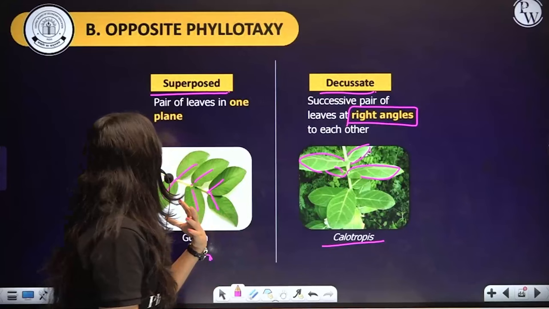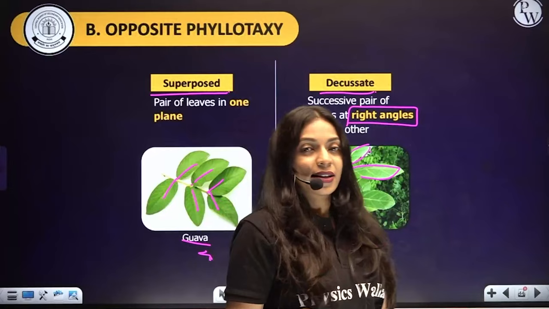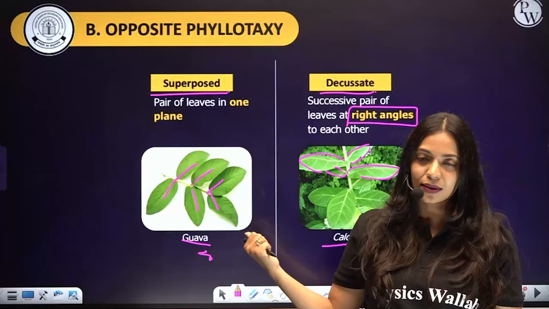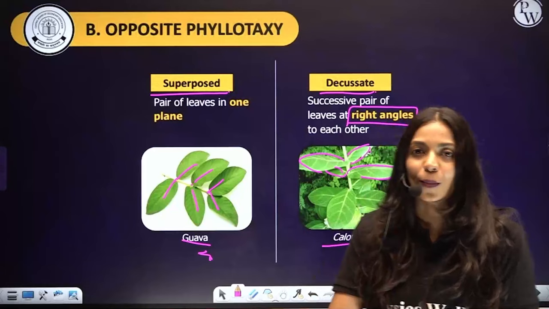Is that clear? So in opposite phyllotaxy, you have at each node two leaves. If they are in the same plane throughout, it is superposed. If they are at right angles at successive nodes, then it is called opposite decussate.